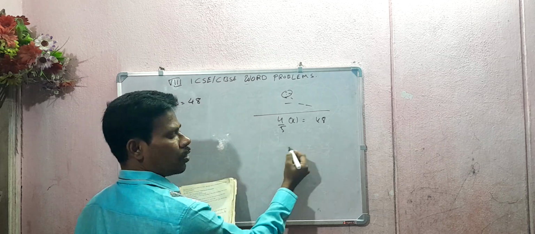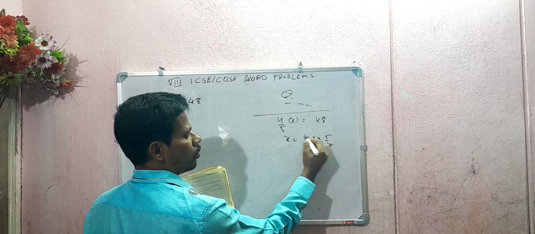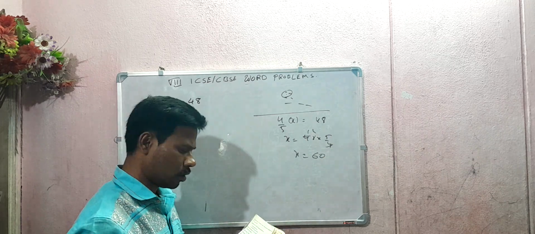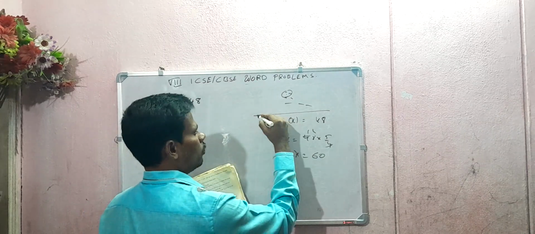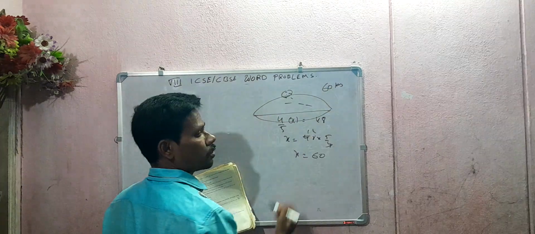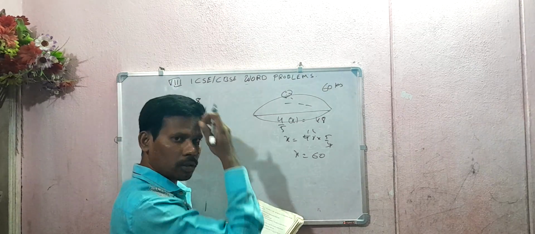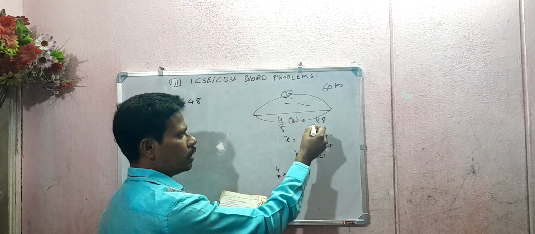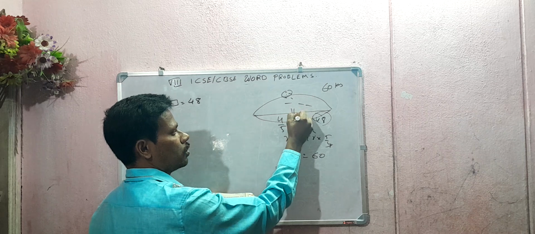How much is it? Simple question. 4 by 5 x is 48, so x is equal to 48 into 5 by 4, that is 60 kilometers. So total is 60 kilometers. Out of that, what is given? 4/5 of the journey on a scooter, it is given as 48 kilometers. He has travelled 48 kilometers.